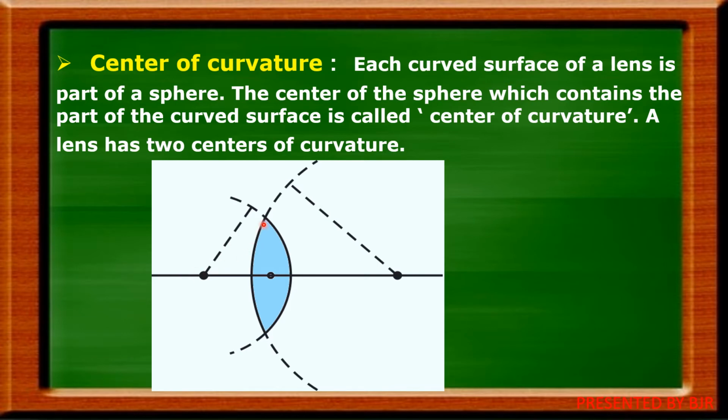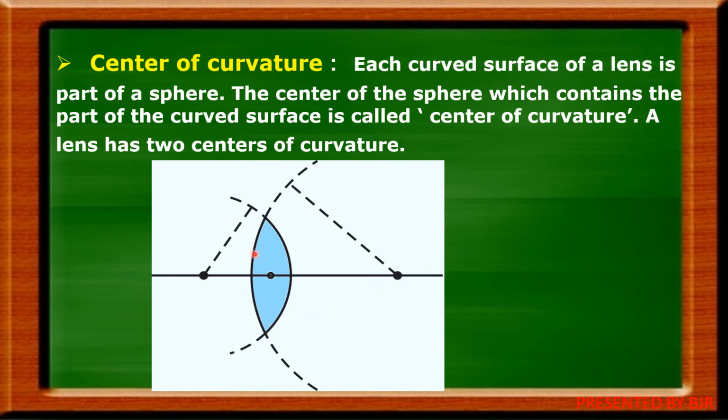See here, this curved surface is part of this sphere. If you complete this sphere, you will get it like this. Then it will have the center here. So this curved surface is part of this sphere. Then the center of this sphere here is called the center of curvature.